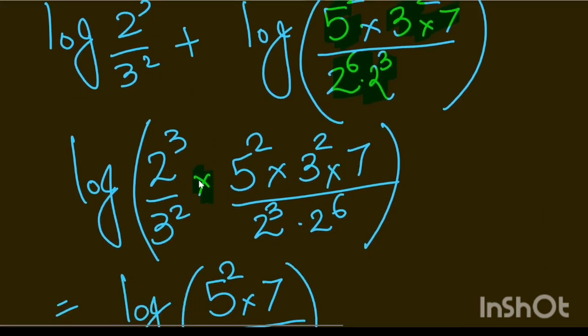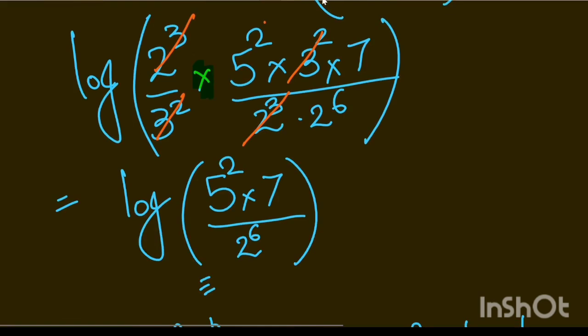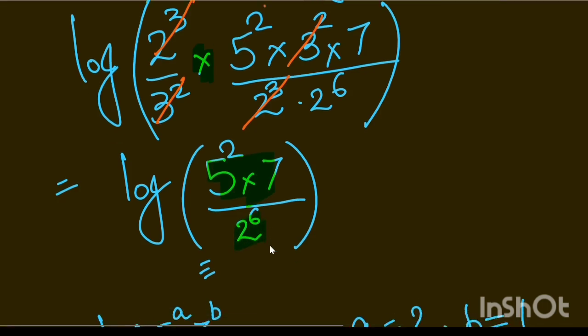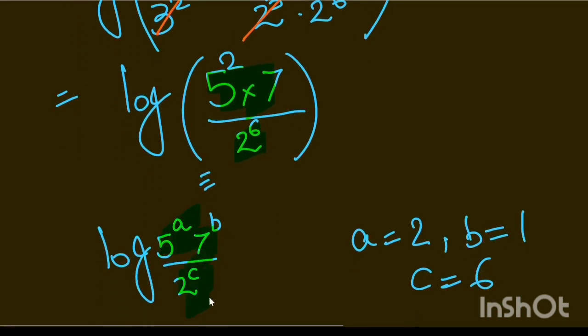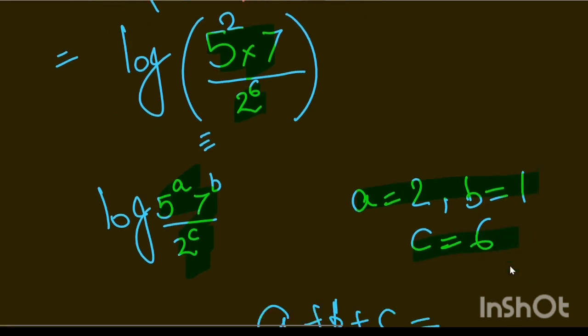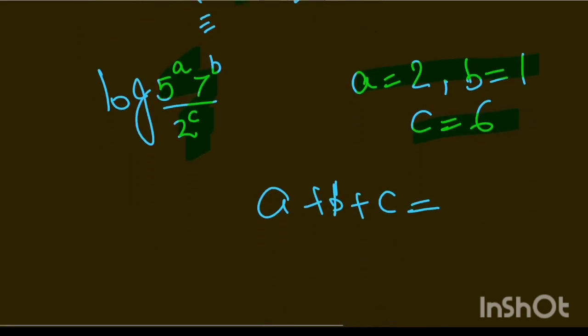Okay, so multiplying, this 5 square is as it is, 2 cube cancels with this, 3 square gets cancelled, so we are left with 5 square into 7 by 2 to the power 6. Comparing it with what is asked in the question, a is 2, b is 1, c is 6. Adding 2, 1 and 6, the answer that we obtain would be 9, guys.